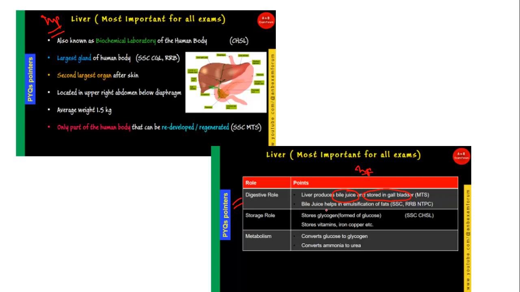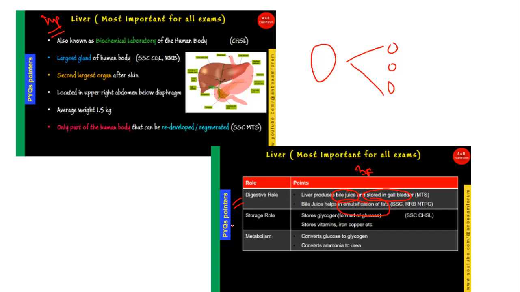And why is bile juice required? It helps in emulsification of fat. What do you mean by emulsification? Emulsification means the fats, which are basically big globules, are going to break down into smaller globules. Globules, you can say, are a droplet kind of thing. So if my fat molecule is this one, emulsification means it is going to break into smaller fat molecules so that it can be easily digested by the human body system.